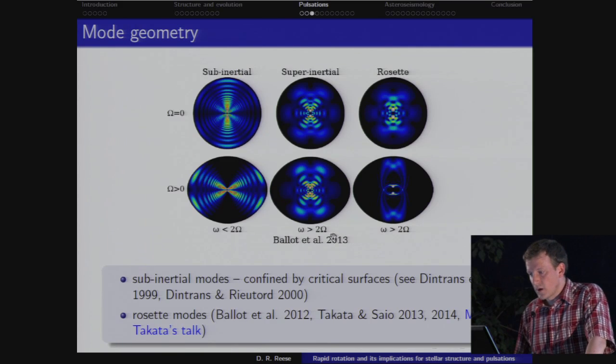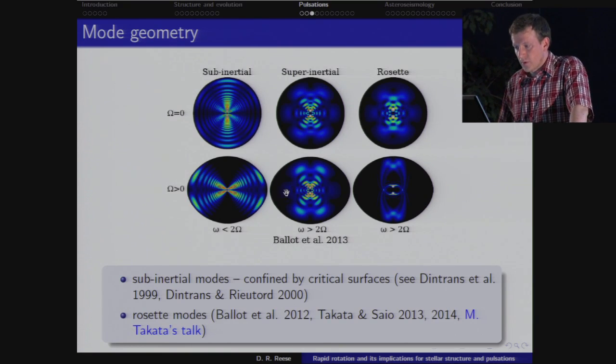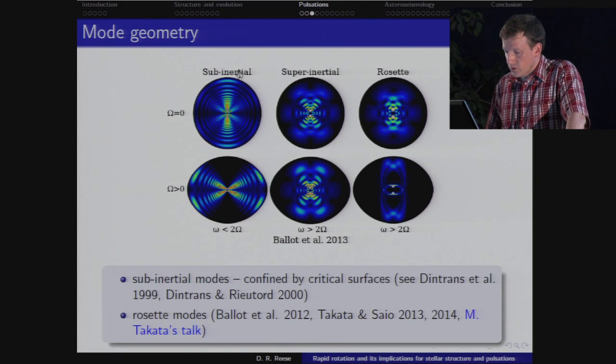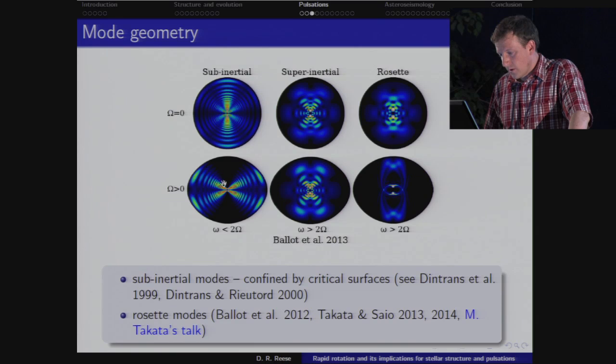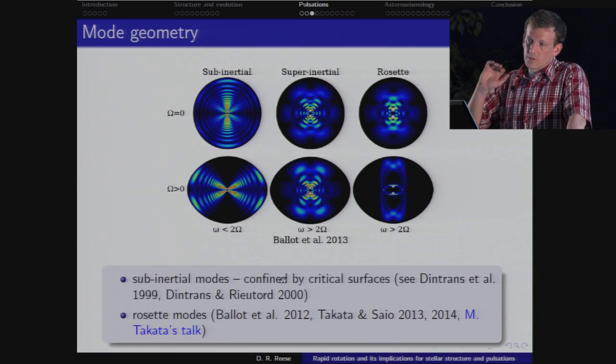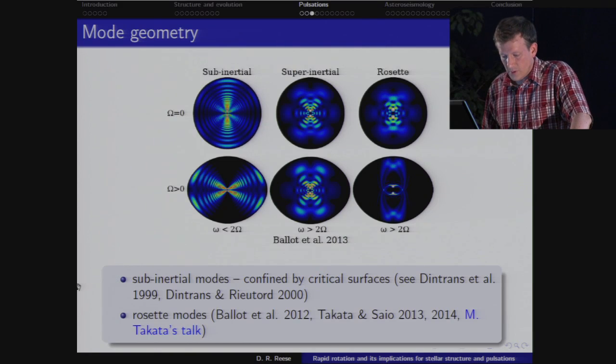Now I would like to talk about the geometry of these modes. When dealing with the geometry, it's very important to distinguish between subinertial modes and superinertial modes. Subinertial modes have their frequency below twice the rotation rate, whereas superinertial modes have their frequency above twice the rotation rate. So subinertial modes will have their pulsations confined between critical surfaces, which are defined as the transition from a hyperbolic to an elliptic differential equation. And you can find analytical expressions in these articles.